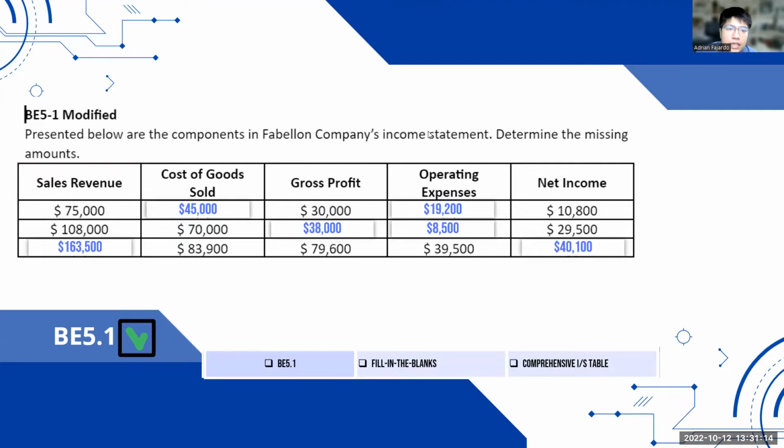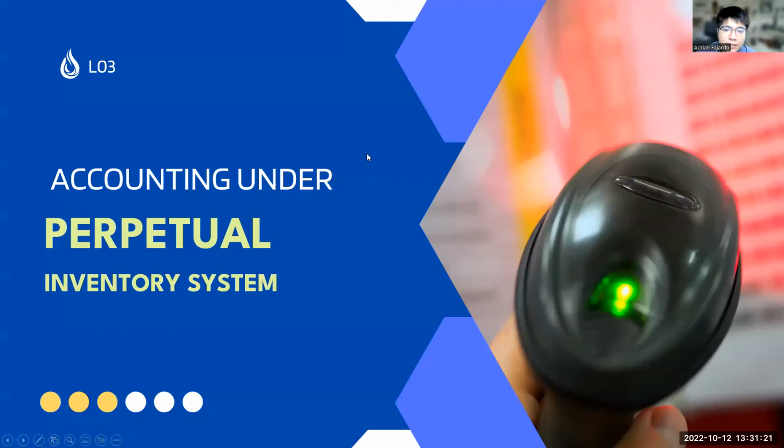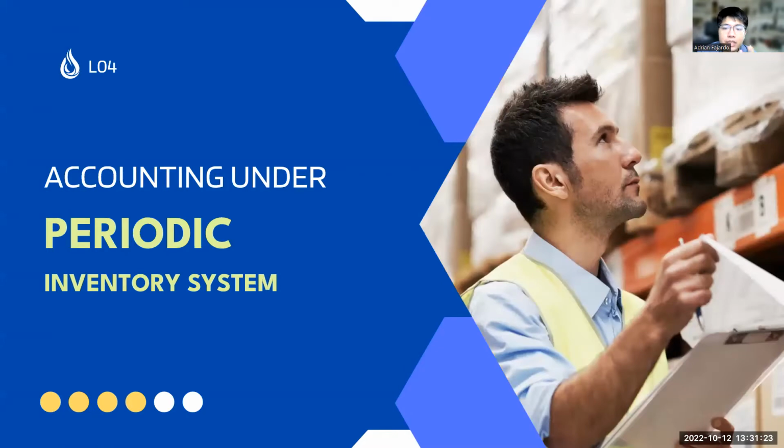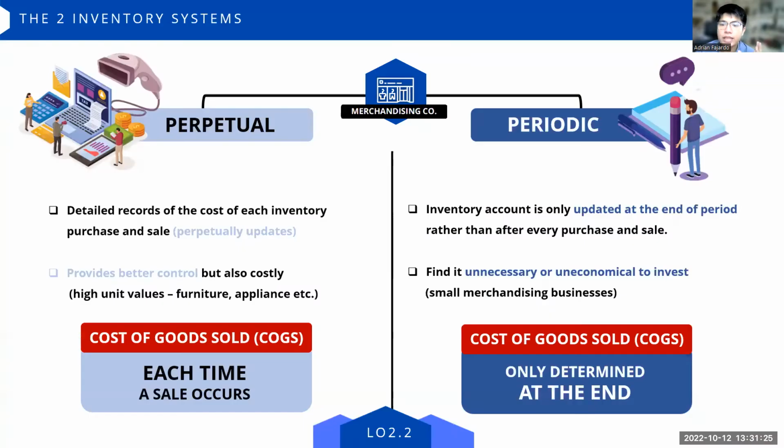So now that we're familiar with this type of comprehensive income statement, the next thing that we have to master would definitely be the perpetual and periodic inventory system. And then again, kindly take note of their differences.